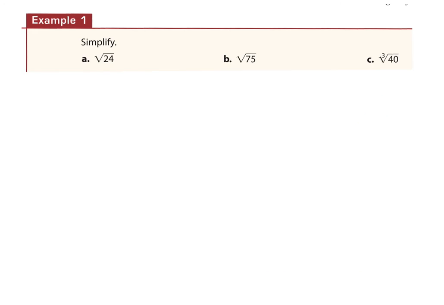Example 1. They want us to simplify these. So I'm going to take the 24, this first one. What is my index here? It's a 2. Remember, if you don't see an index, the index is 2. I am going to do my prime factorization here. So I'm going to say 2 and 12, 2 and 6, 2 and 3.